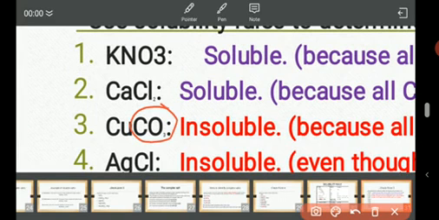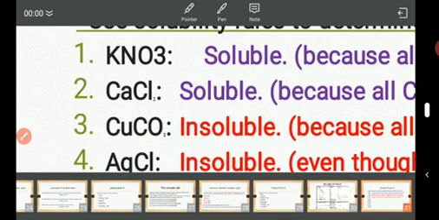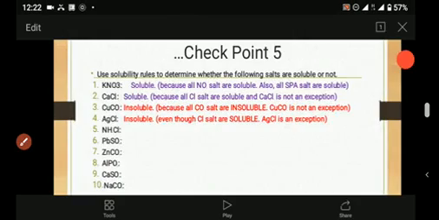If you don't know, you go and visit the solubility rule. If you check the solubility rule, all carbonate salts are insoluble except the sodium, potassium and ammonium salts. Copper is not sodium, it's not potassium, it's not ammonium, so it's not one of those compounds. So copper carbonate is insoluble, and in fact it's very, very insoluble. So it's an insoluble compound.